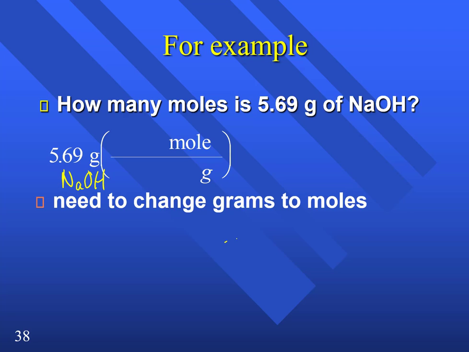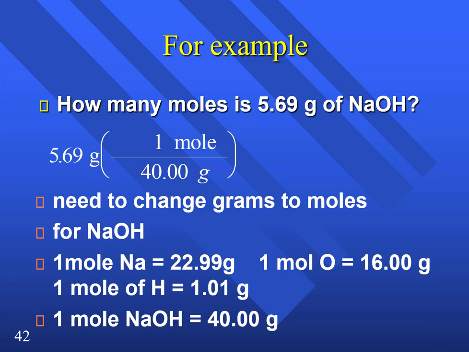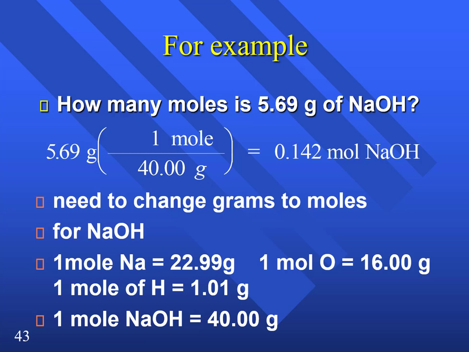H. So I looked up on the periodic table, and I found that Na was 22.99 grams. O was 16.00 grams, and H was 1.01 grams. So that brings us to a total of 40.00 grams.